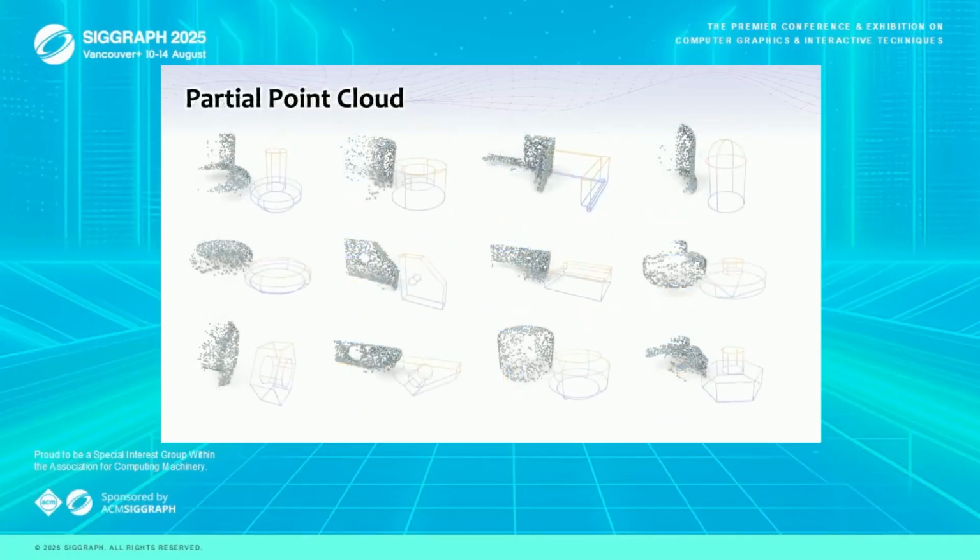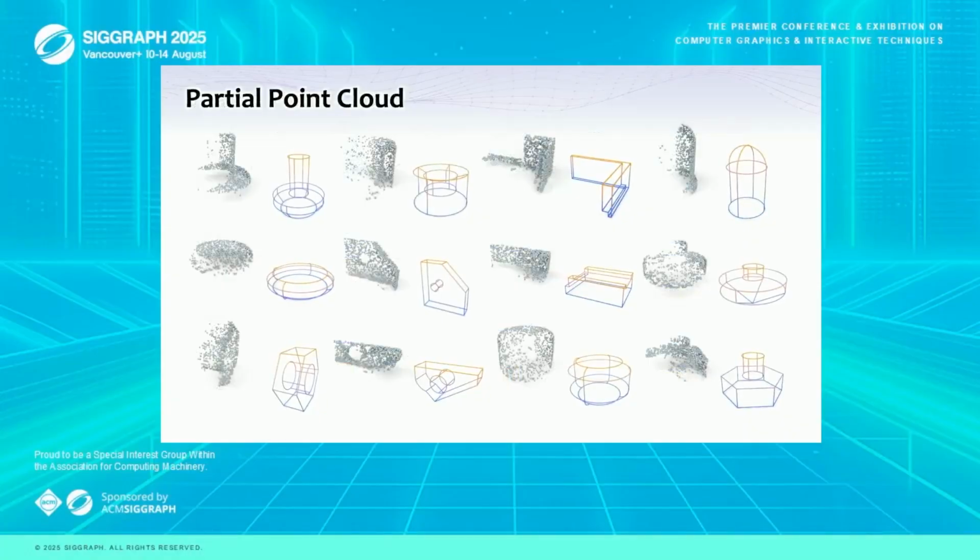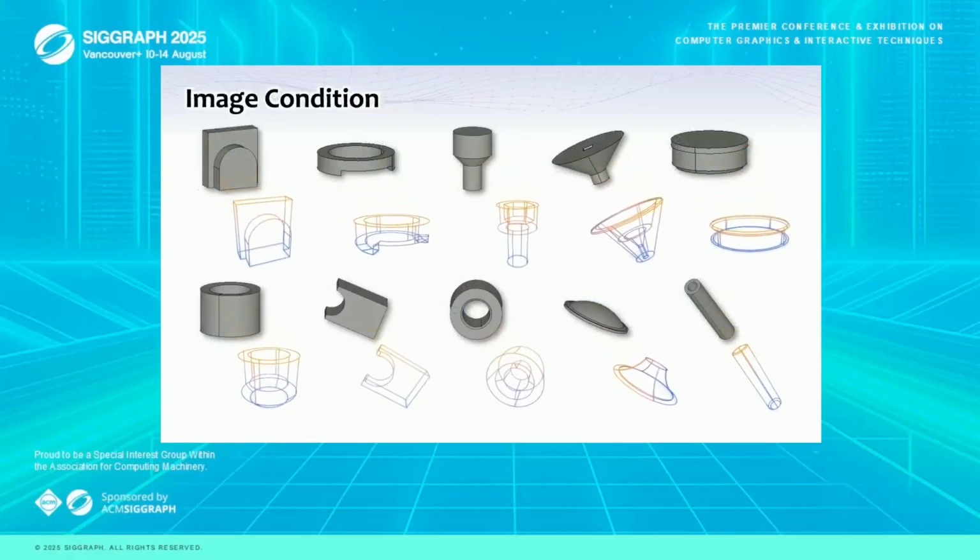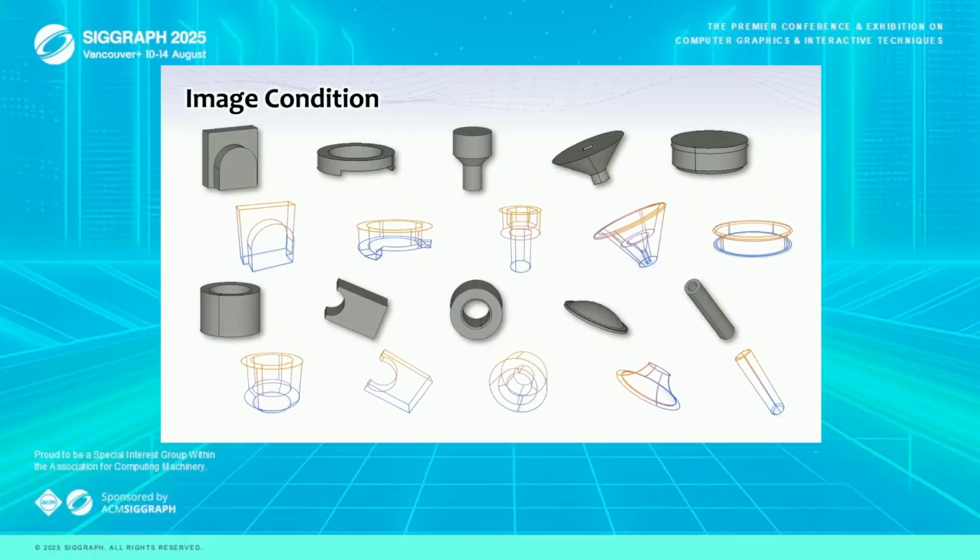We also evaluate our model on the partial point cloud inputs. Even with the incomplete observations, our method is still able to generate complete and coherent wireframe structures. In addition, we conditioned our generation on the input images. As shown, our method can generate structurally complete 3D wireframes guided by the visual information contained in the image.